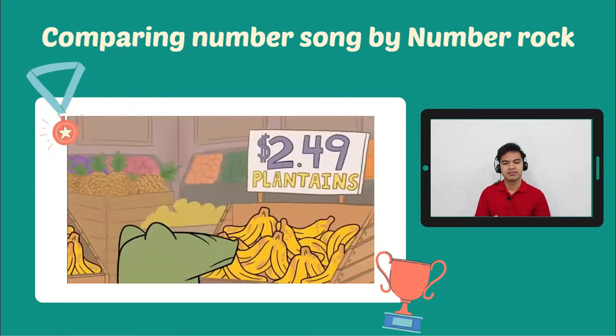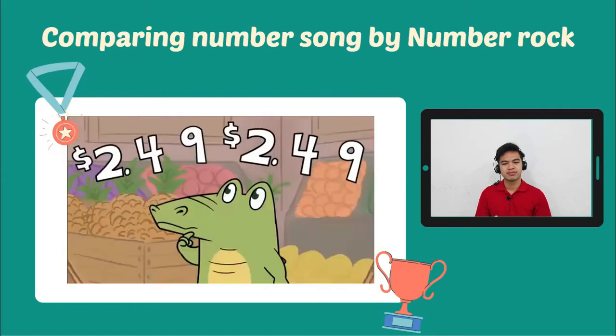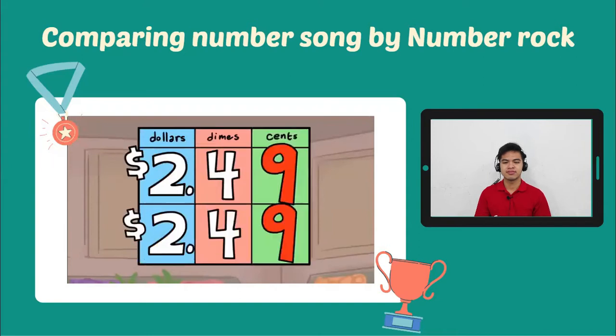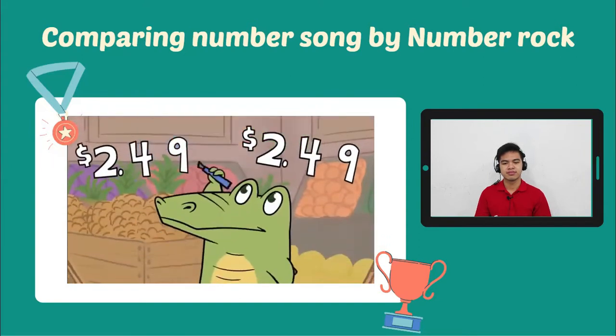Now the numbers are the same on both sides. The gator wants to eat, but he can't decide. Neither is greater or less, it's a perfect tie. So the alligator writes an equal sign.